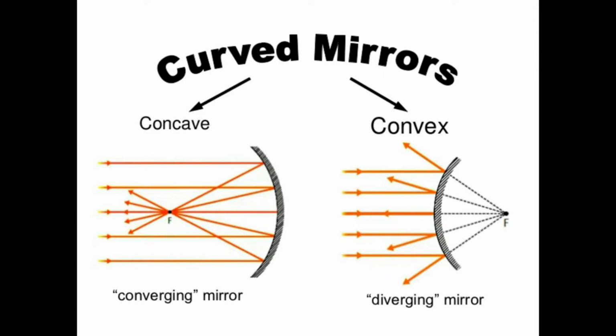Concave mirror is also called converging mirror because the reflected rays converge or meet at a specific point. Convex mirror is also called diverging mirror because the reflected rays diverge or separate after hitting the surface.